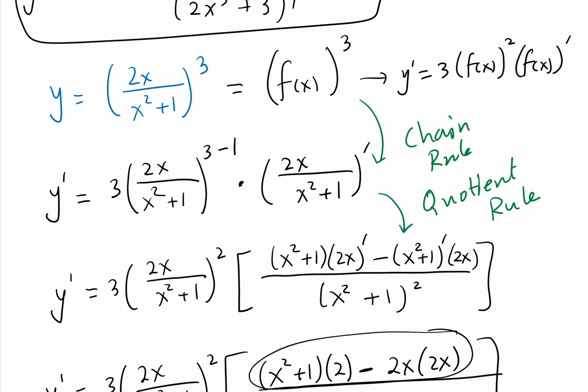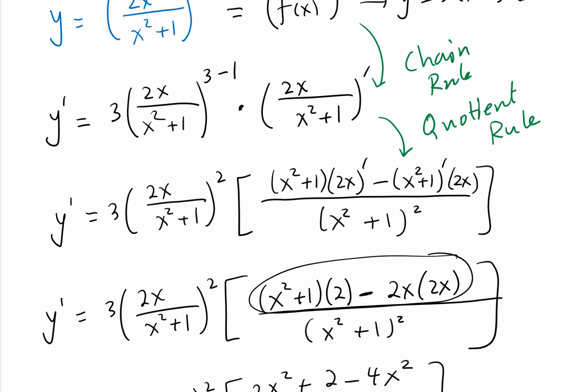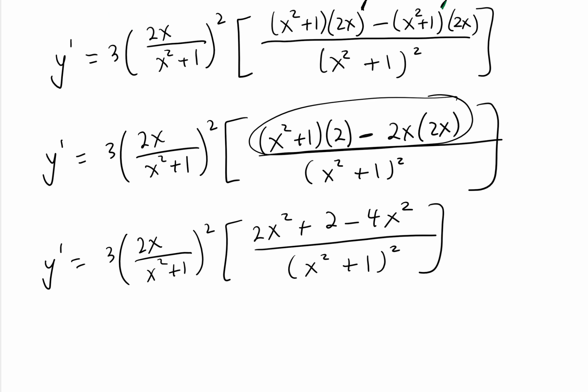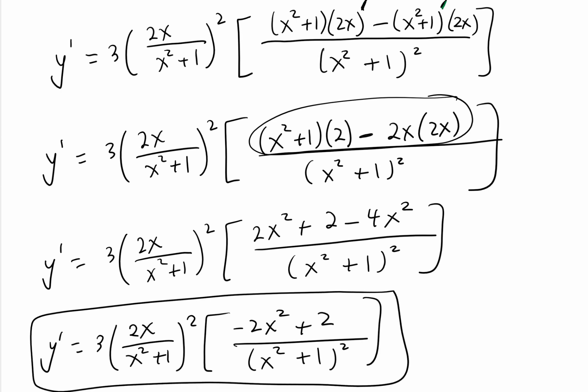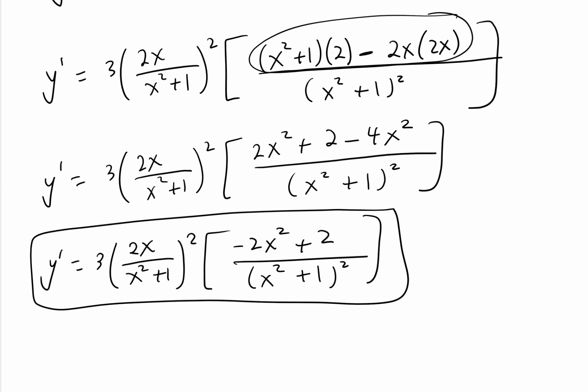I'll give you time to copy this down. Everyone copy the chain rule step. Give us some time, please. Yeah, sure. So y prime is 3 times all of this, 2x over x squared plus 1 square. And on the top we have negative 2x squared plus 2 over x squared plus 1 all square. Okay, anyone has any questions about this?